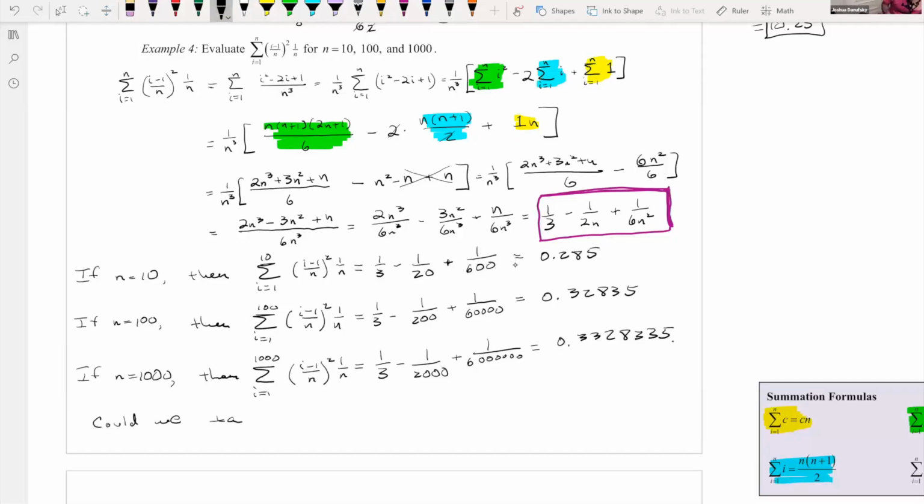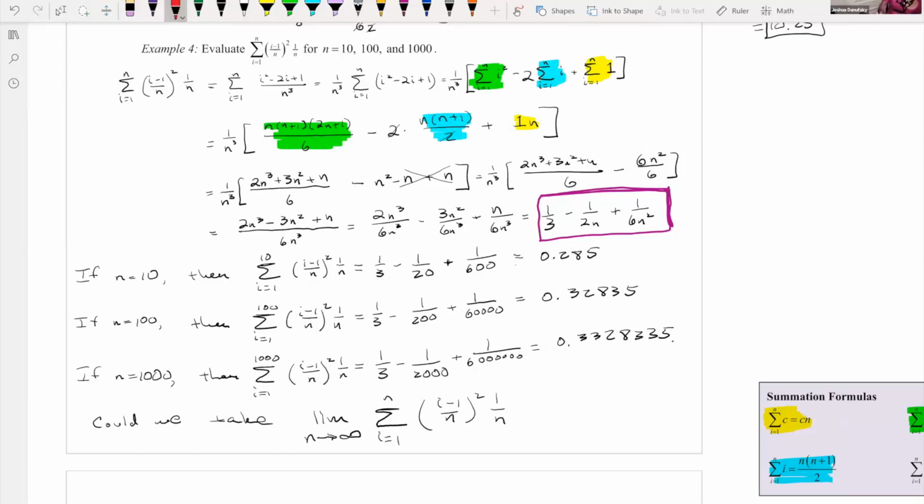And so then the question becomes, could we take the limit as the number of rectangles goes to infinity? Oh, I didn't mention these were areas of rectangles, i equals 1 to n of this thing. So I kind of gave it away there.